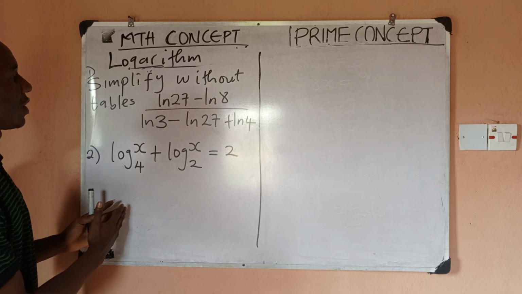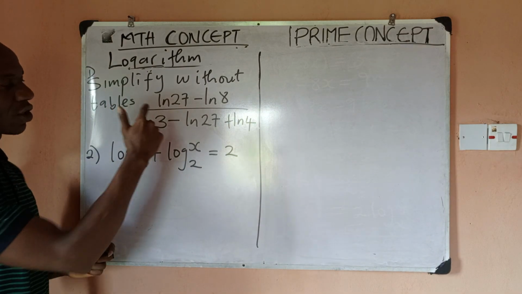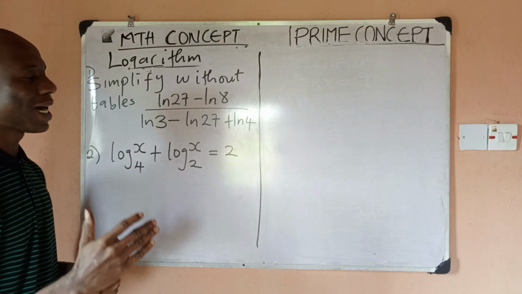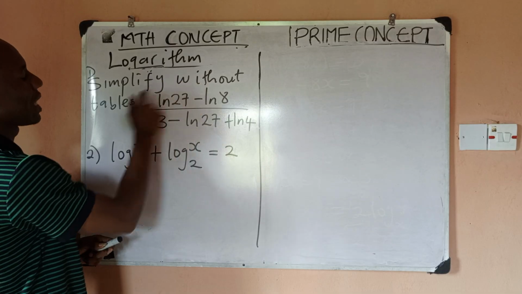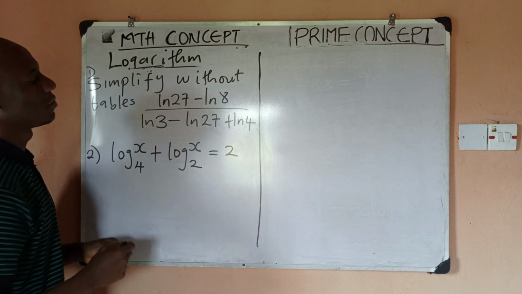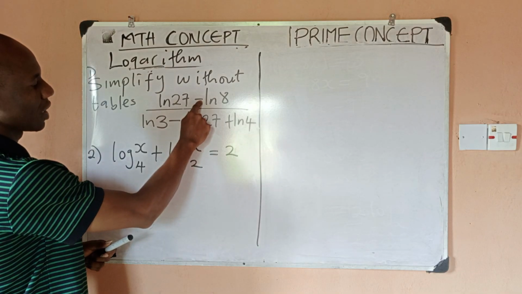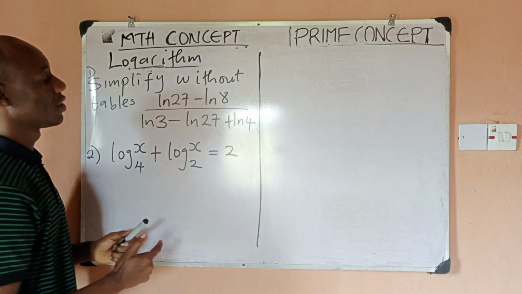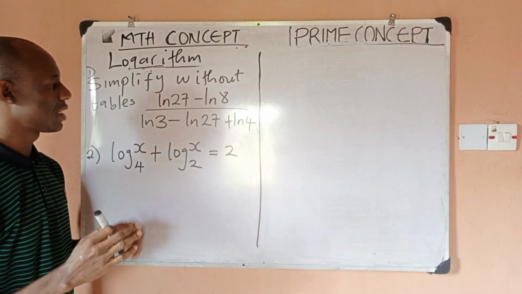We have two questions here. The first one is in terms of ln, which we mentioned is known as natural logarithm. So the question says simplify without tables. We want to simplify this. And you notice that we have subtraction, we have addition. We can solve this in so many ways. Let me think of the easiest possible way.